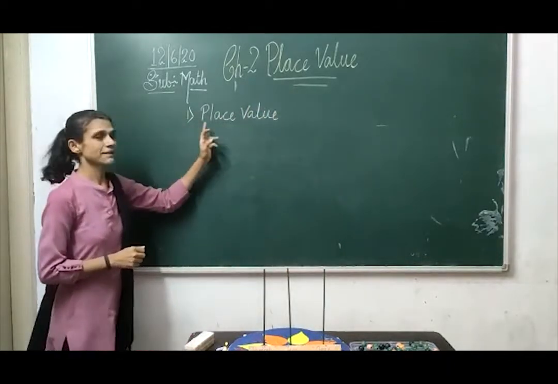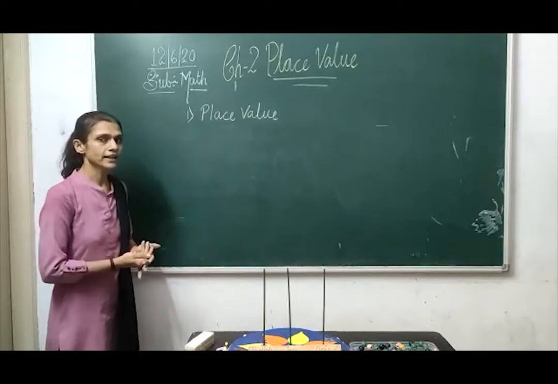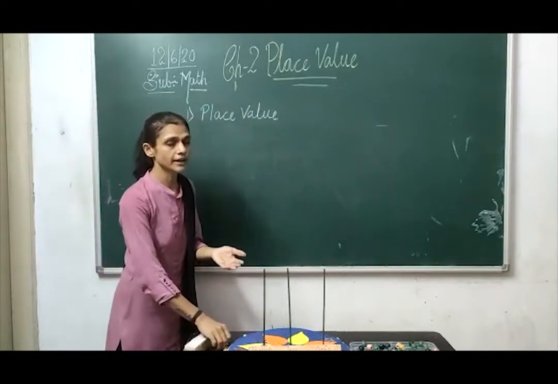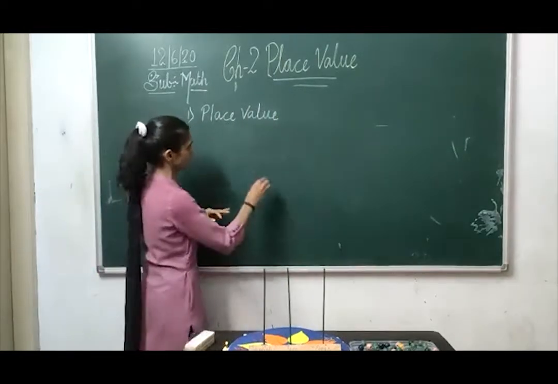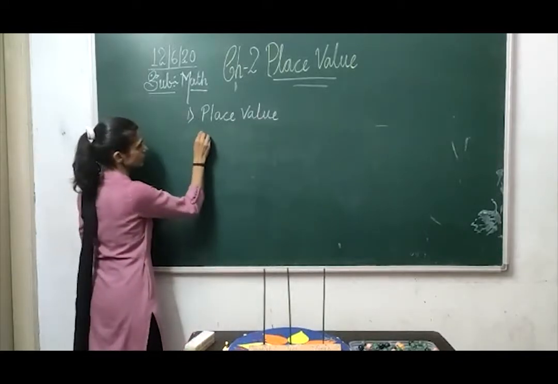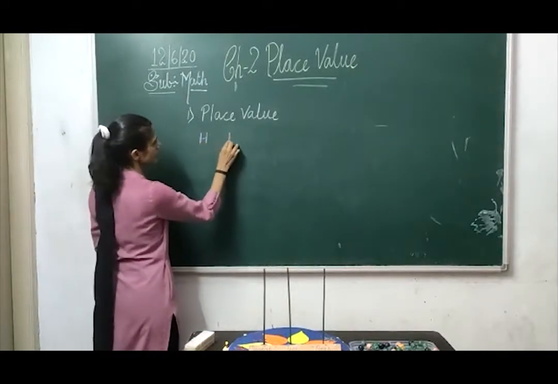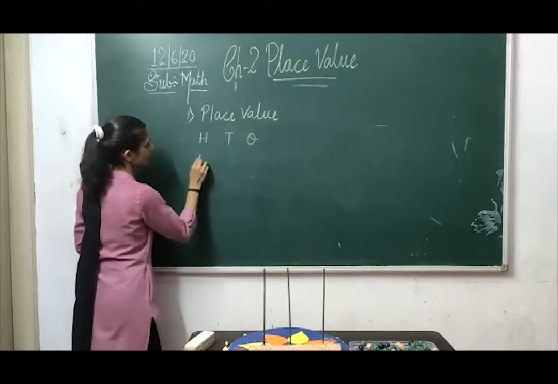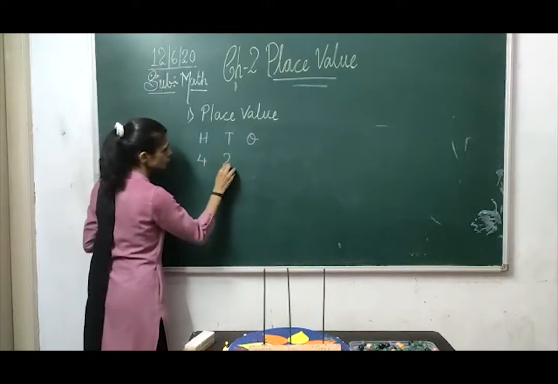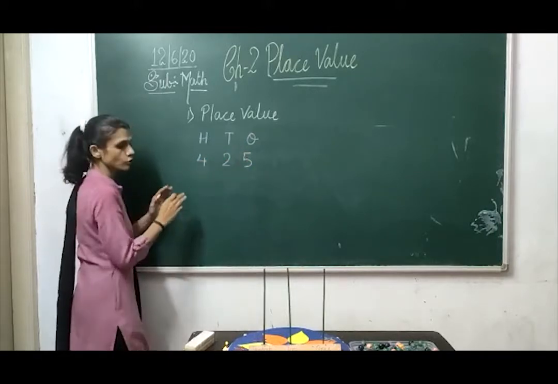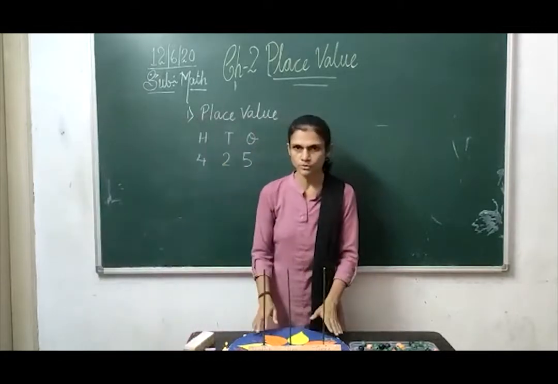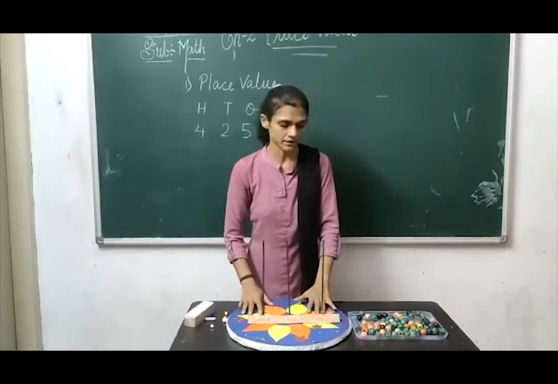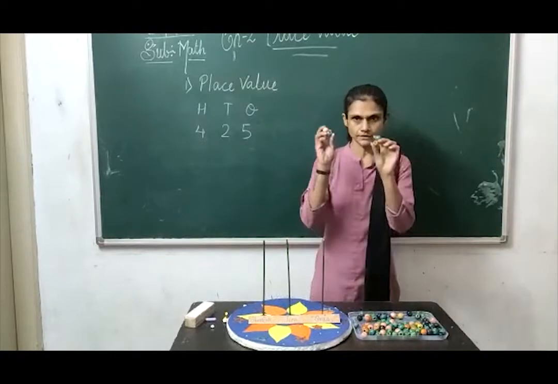Today I am going to teach you chapter 2, place value. Our first topic is place value. When you have to underline the place value, how to underline and what number we have to underline. So today I am going to teach you about that. If I write hundreds, tens and ones over here, and I give the number 4, 2, 5, I will teach you using the abacus. Here is the spike abacus, and here are the beads.